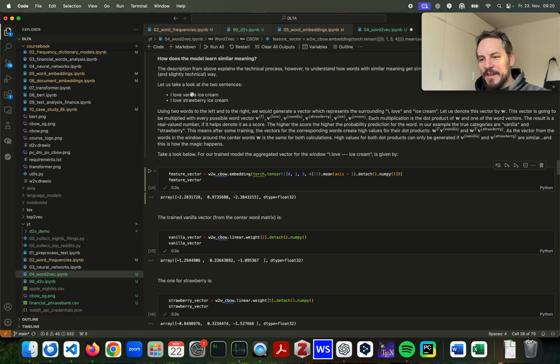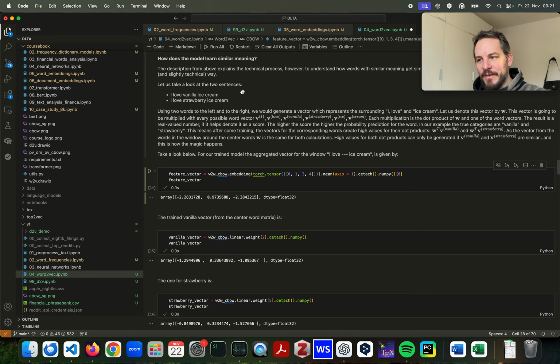Okay, I think this example is quite nice. Let's talk about these two sentences: I love vanilla ice cream and I love strawberry ice cream. If you use a window size of 2 and go to the words in the middle, you have vanilla and strawberry as the words we would like to predict successfully, if the presented information is that I, love, ice, and cream are the words surrounding them.